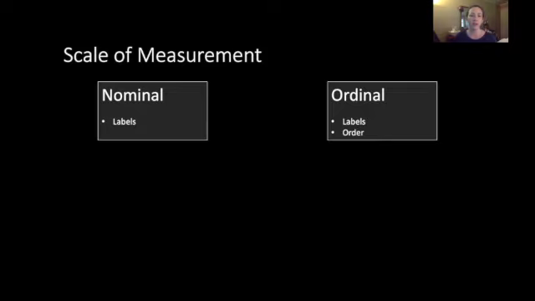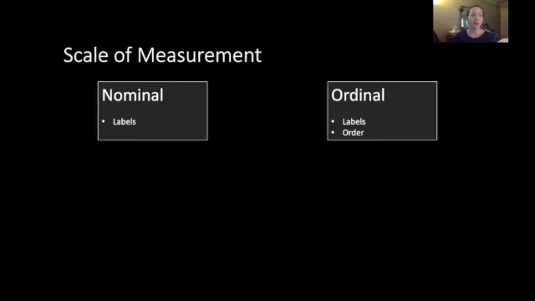You can think of this also like the rank that someone comes in when they finish a race. Someone who comes in third is ahead of the person who came in fourth and behind the person who came in second. However, just knowing that they came in third doesn't tell us how close they were to either the second place finisher or the fourth place finisher. So ordinal data is labels and it has order.